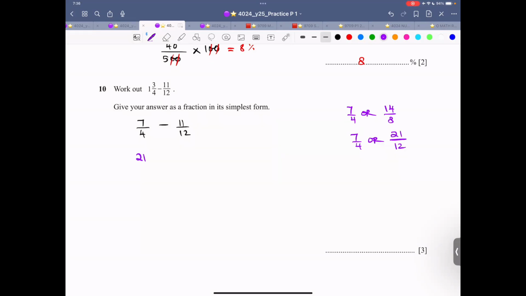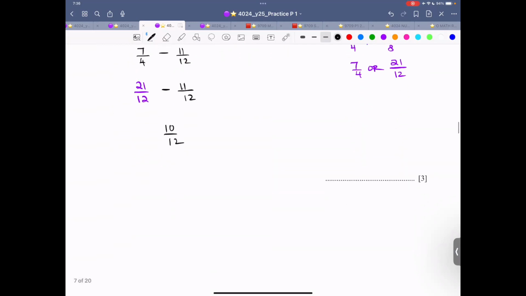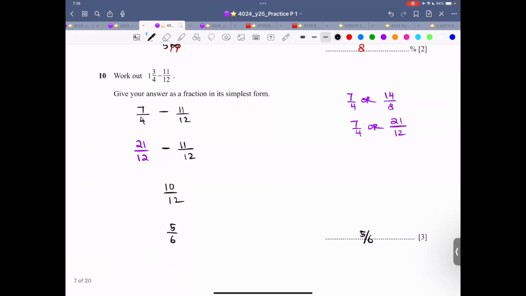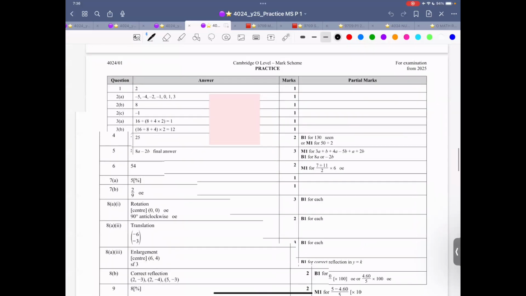So this is 21 over 12, and then subtract 11 over 12. 21 minus 11 is 10, so 10 over 12, and it can be written in the simplest form, that is 5 over 6. So that is the answer. Now 10 questions are done. I think it's a good idea to check my answers and show it to you also.